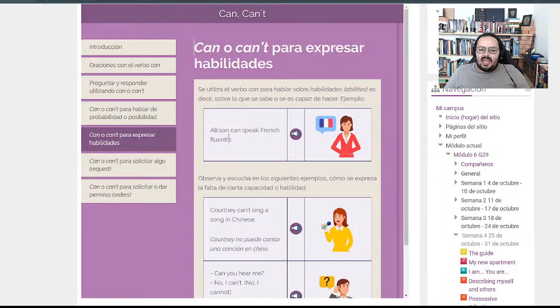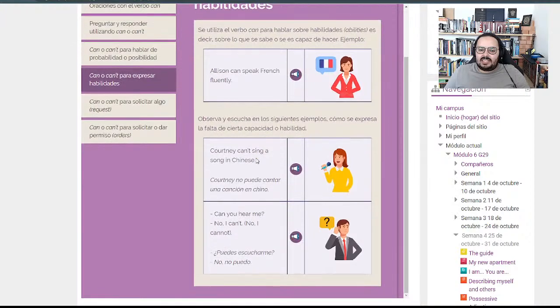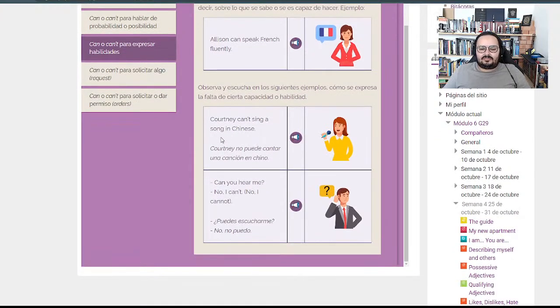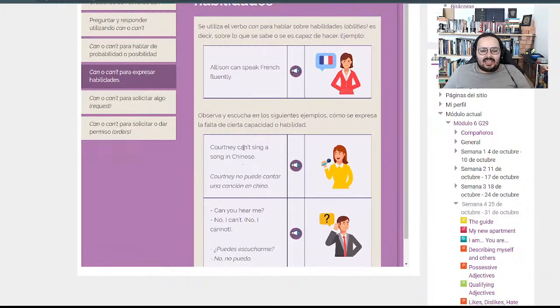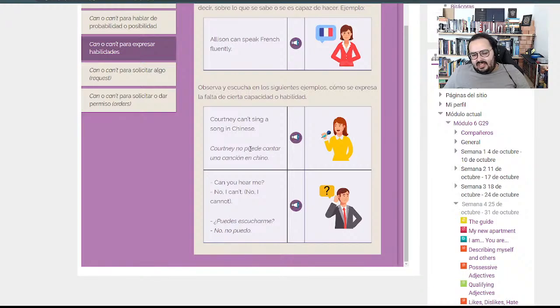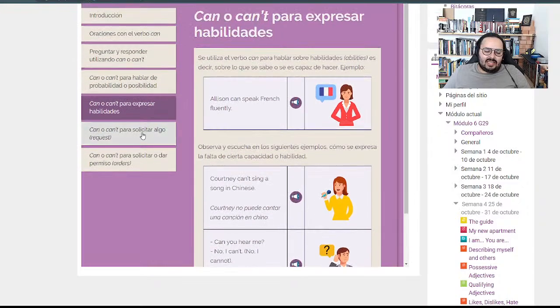Alison can speak French fluently. Observa y escucha los siguientes ejemplos, cómo se expresa la falta de cierta capacidad o habilidad. Para decir que tenemos una habilidad es can. Para decir que no la tenemos es can't or cannot. Y también se puede utilizar para preguntar si alguien tiene una actividad, comenzando con can, seguido del sujeto. Y bueno, ya saben, el complemento es lo que continúa.